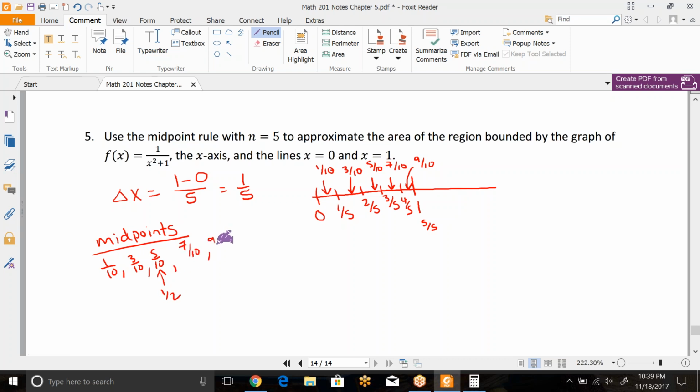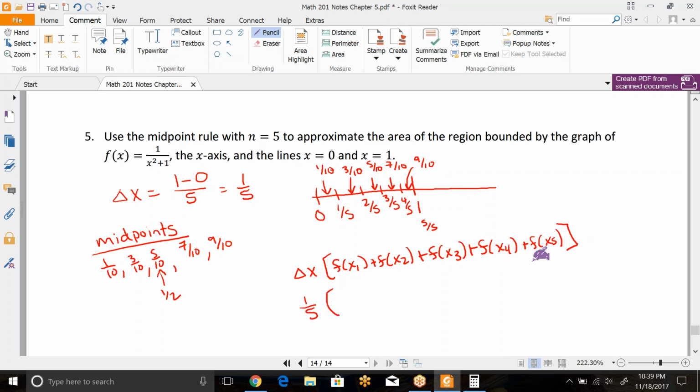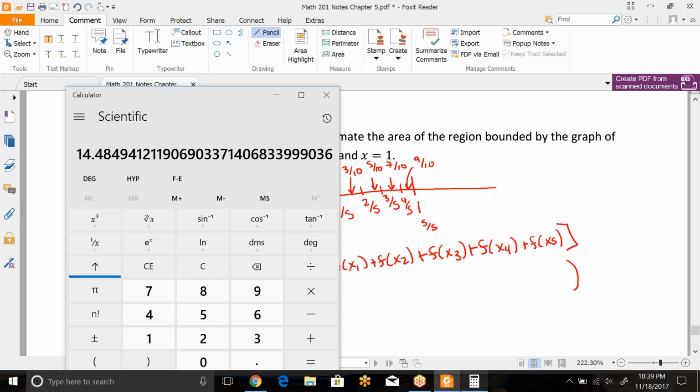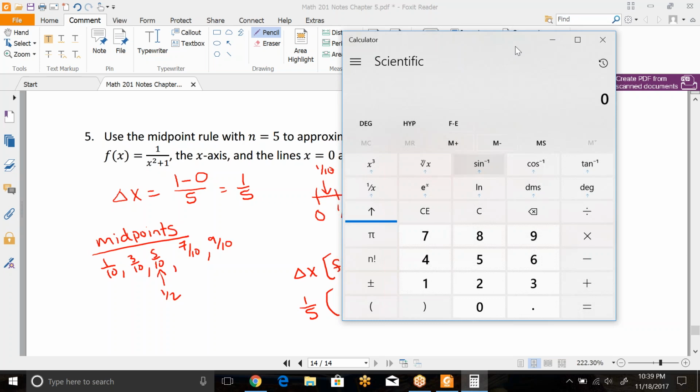7/10 and 9/10. So remember my formula: delta x times f of x1 plus f of x2 plus f of x3 plus f of x4 plus f of x5, since there are 5 subintervals this time. This is 1/5, and I'm going to use my calculator here. So let's just get decimal approximations. We can go out to 3 decimals for each of these.